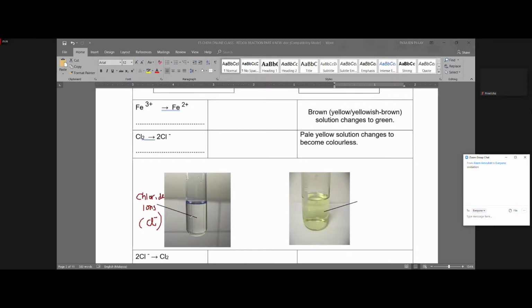Colorless. In chemistry, you cannot use the word clear. A clear solution is not the same as a colorless solution. Like water. Water is not clear, water is colorless. Okay, this one is aqueous chlorine. Aqueous means in solution form, or chlorine water also can. Chlorine solution is accepted, but you just go for aqueous chlorine. Aqueous means in water. Sorry, it's not soluble, I mean, it consists of molecules.